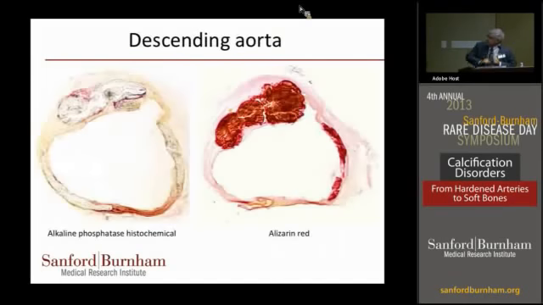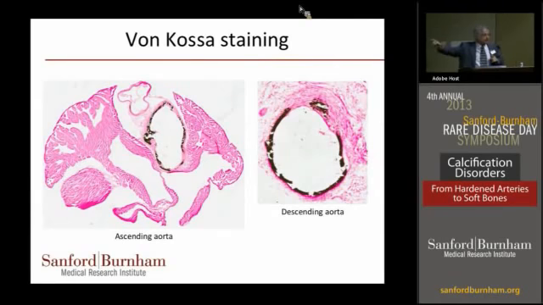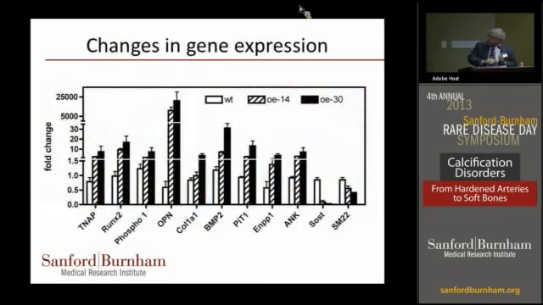And what happens? You see here histochemical staining on the left for alkaline phosphatase associated with massive calcification in the medium. You see here alizarin red staining for those massive deposits. Here is von Kossa staining, both in the ascending and the descending aorta. Massive calcification. This is 30-day-old mice, so very quickly after birth.